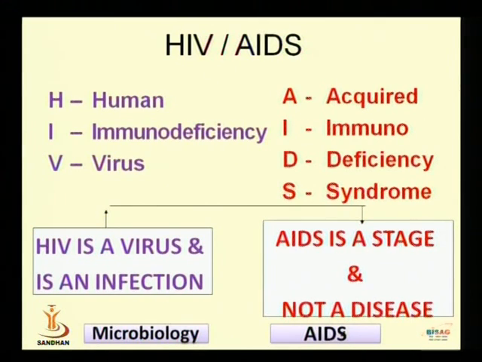So this is basically the difference between HIV and AIDS. One has to be very clear that AIDS is a stage and it is not a disease. But in routine, in general, most people consider AIDS as a disease.